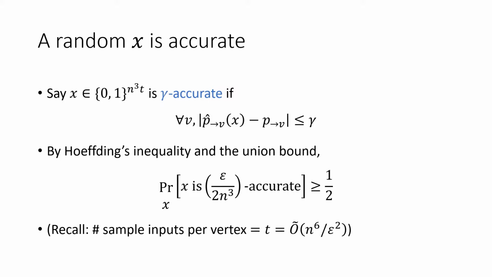This is why we chose t, the number of sample inputs per vertex, to be roughly n to the sixth over epsilon squared. That's enough samples to get estimates that are accurate to within plus or minus epsilon over 2n cubed.